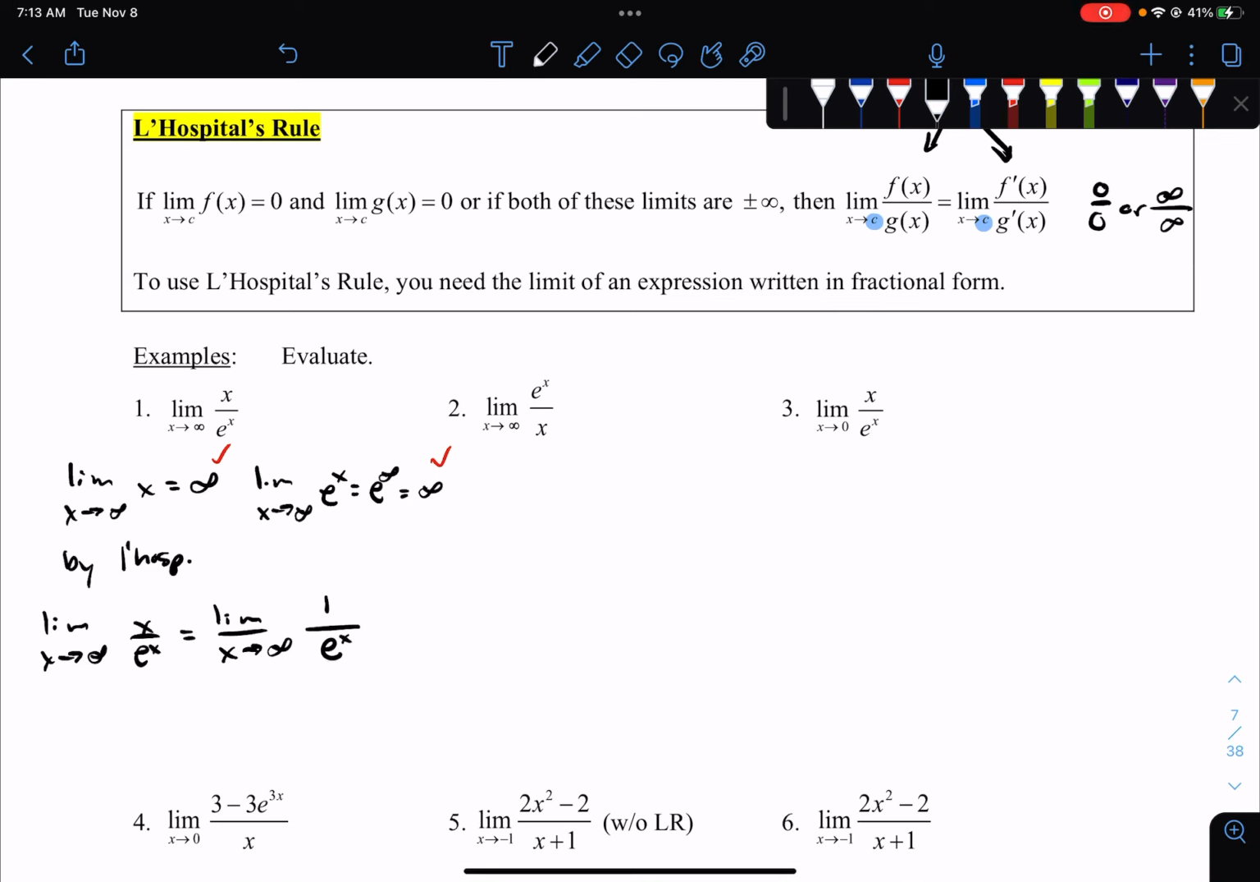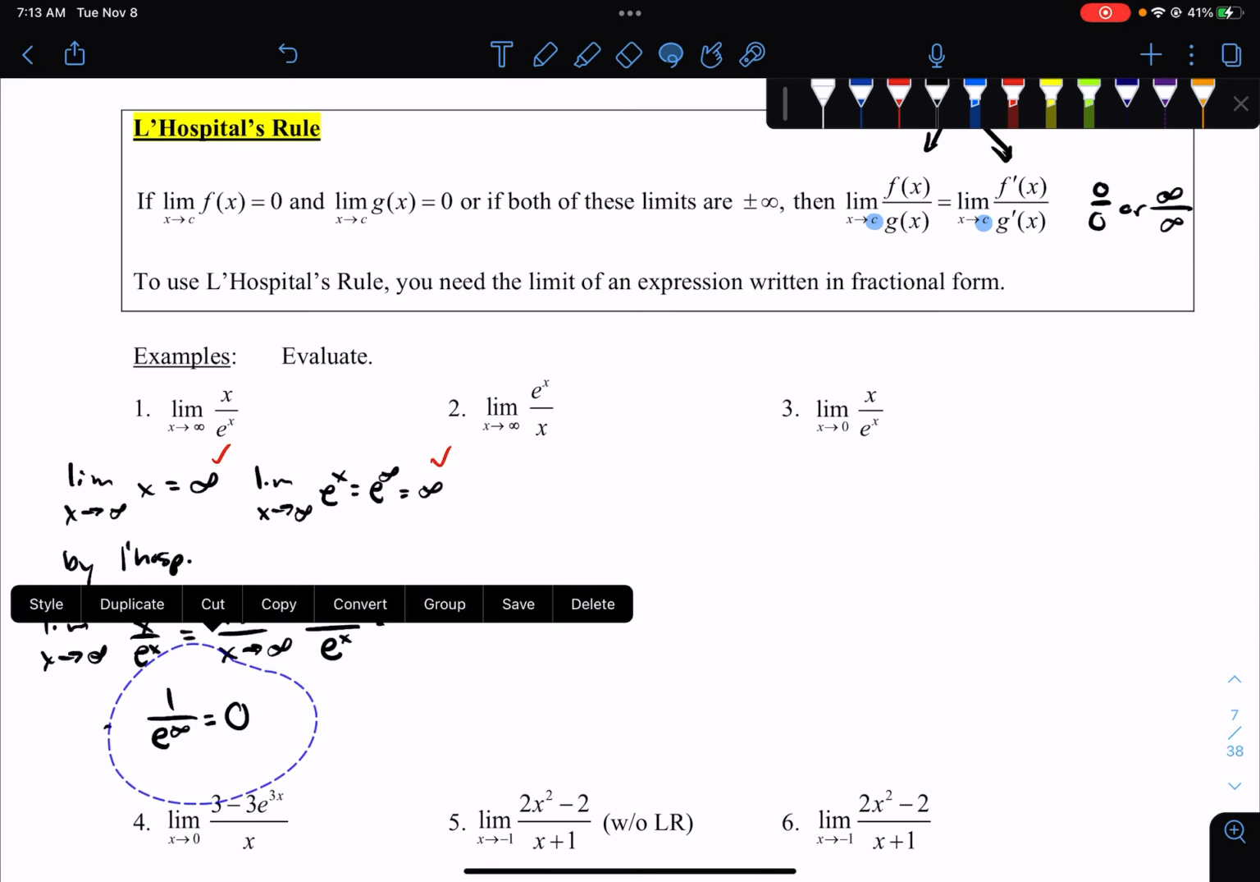So if the top and the bottom go to the same value, 0 or infinity, I use derivatives to simplify, and now I take the limit of the derivative. So the limit as x goes to infinity, when I plug it into the top, well, I can't. When I plug it into the bottom, I get e to the infinity, which is just 0, because my bottom gets huge, right? So my overall limit just becomes 0.